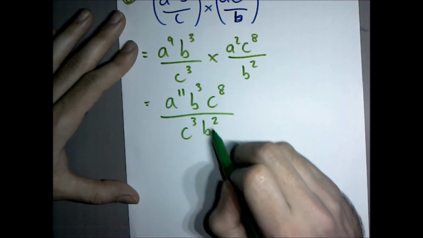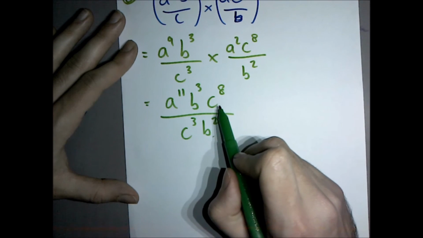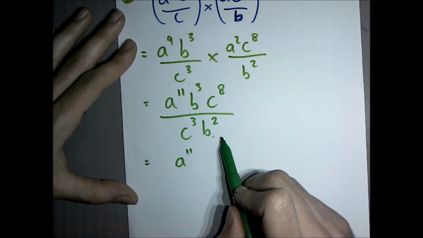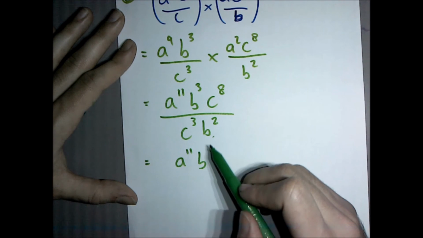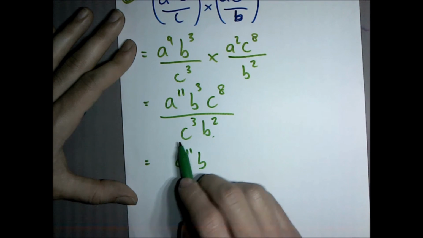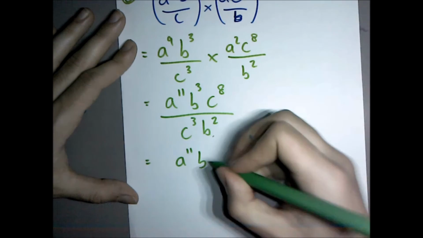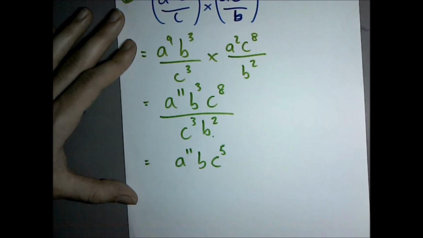Now, a couple of these have the same bases, so I can try to simplify my b cubed and the b squared, and I can simplify the c to the power of 8 and c cubed at the bottom. The a I can't do anything with, so I'm going to be left with it up at the top. b to the power of 3 divided by b squared is b to the power of 3 minus 2, which is 1. I'm not going to bother writing it there. And for my c's, c to the power of 8 divided by c cubed is c to the power of 8 minus 3, which is 5. And I can't join these because they have different bases.